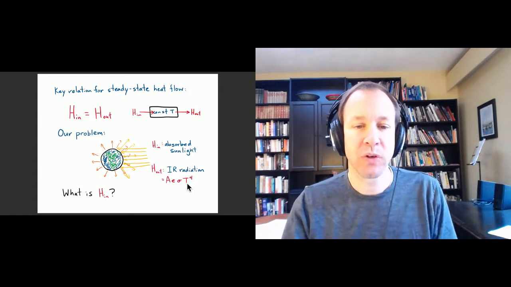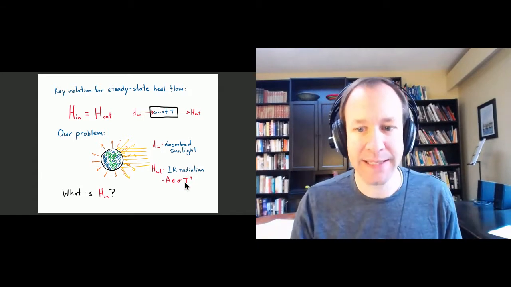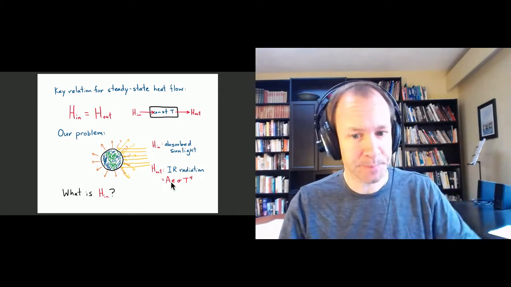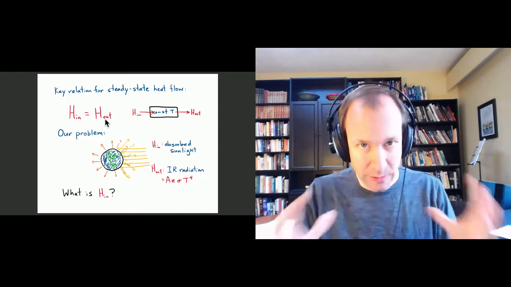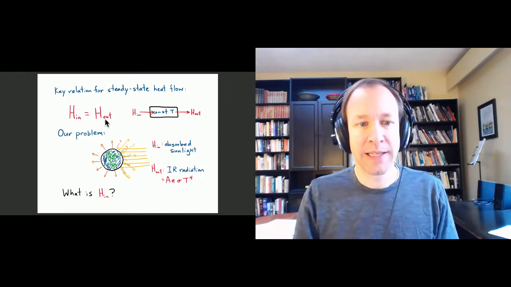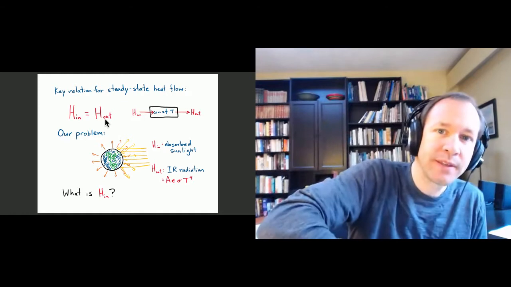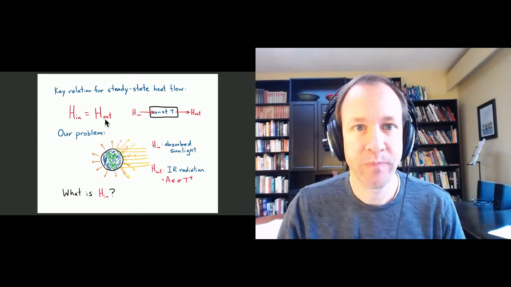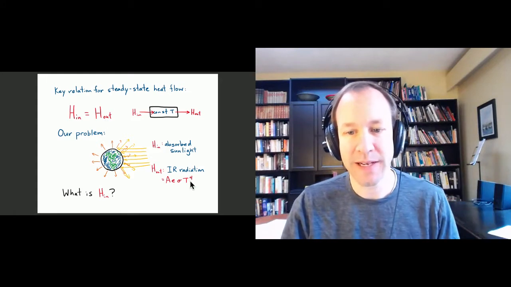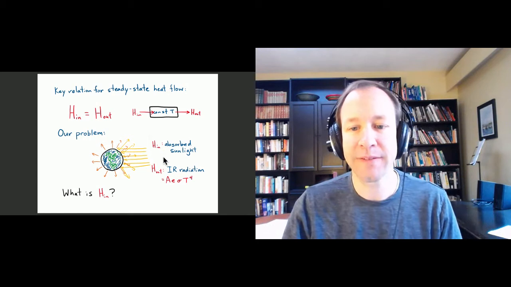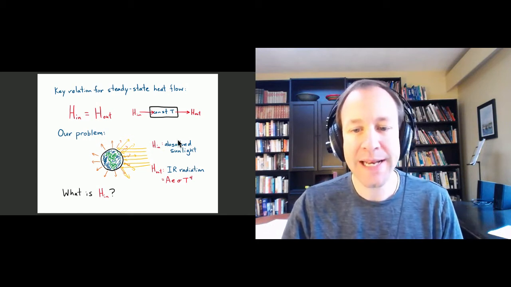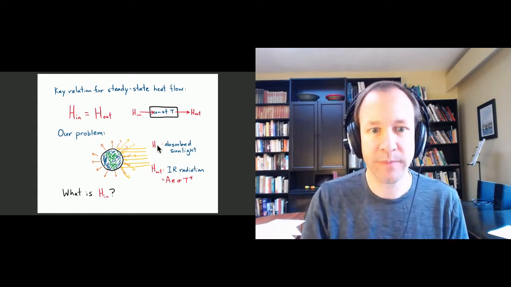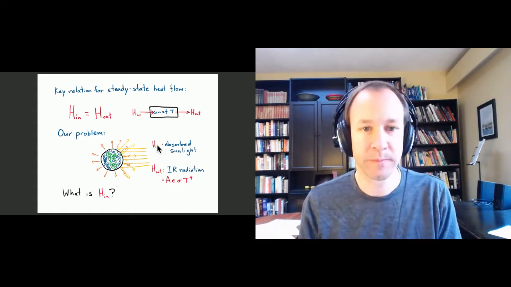Okay. So in order to predict that, what we're going to do is essentially the same thing that we did in the previous example. We're going to say that in equilibrium, in the steady state situation, the power absorbed from the sun is equal to the power that the Earth is emitting due to radiation. And that will allow us to find the temperature. And actually, the only thing we kind of have to understand now is how do we calculate this H in? How do we calculate the energy absorbed from the sunlight incident on the Earth?